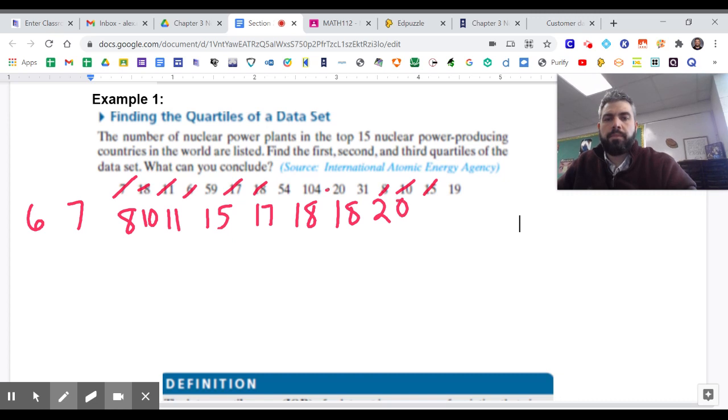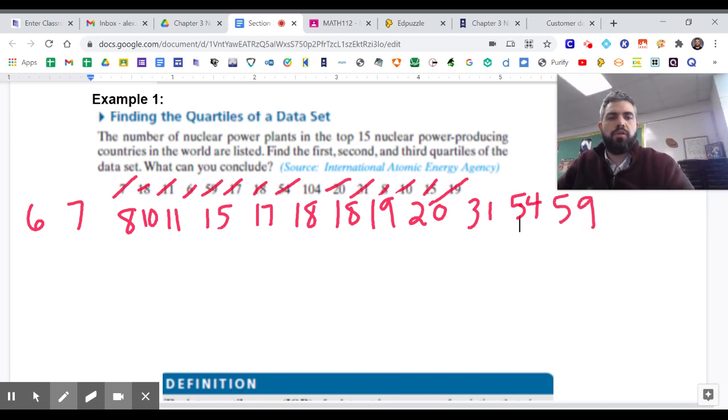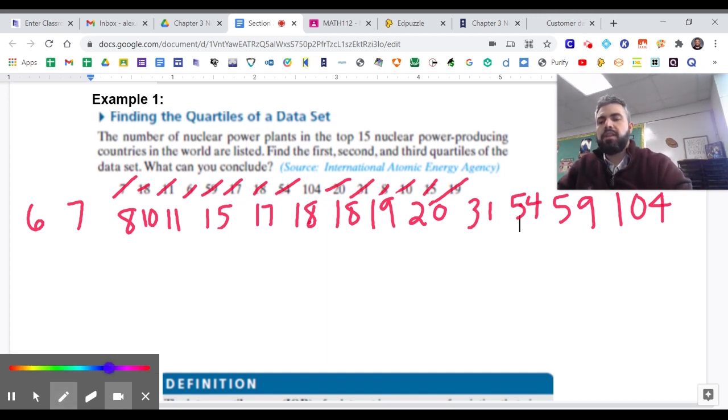Oop, forgot 19. 19. Then we have 20. Okay, and then we have 31, 54, 59, and finally 104. And just to make sure, let's count to make sure we have 15 numbers. 1, 2, 3, 4, 5, 6, 7, 8, 9, 10, 11, 12, 13, 14, 15 numbers. Perfect, okay? So we're going to break this up by first finding the middle number.